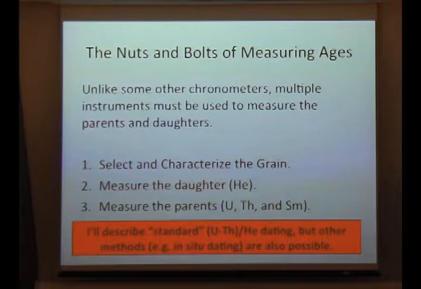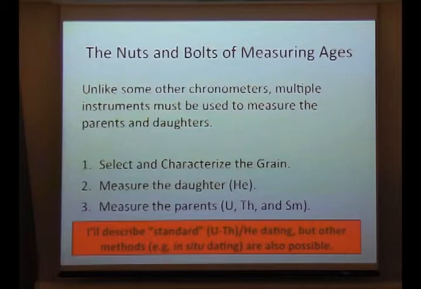If you want to talk about in situ things, Kip's here, and I recommend that before he leaves, he has to leave pretty soon, but there are labs working on this. I'm going to be talking about standard dating where you're dating a whole single crystal, and again, there's more things that we could discuss.